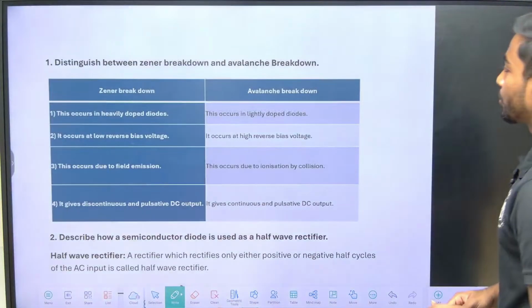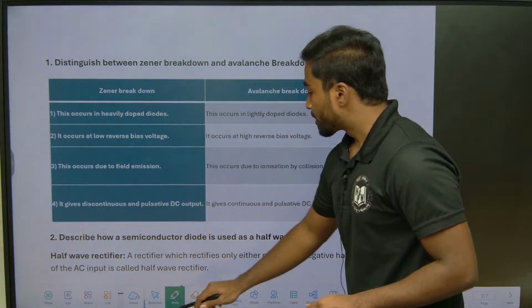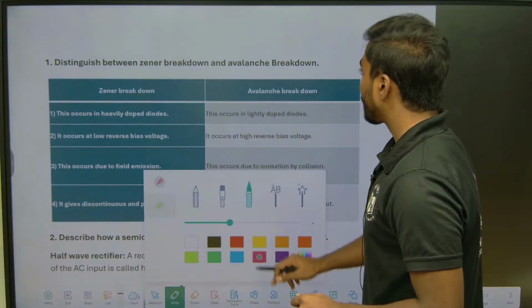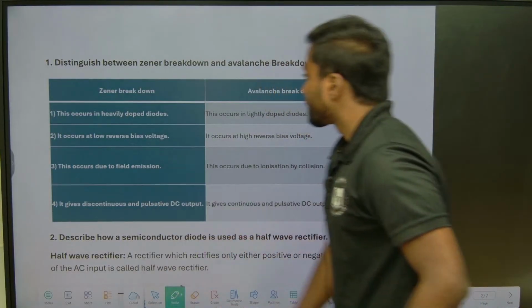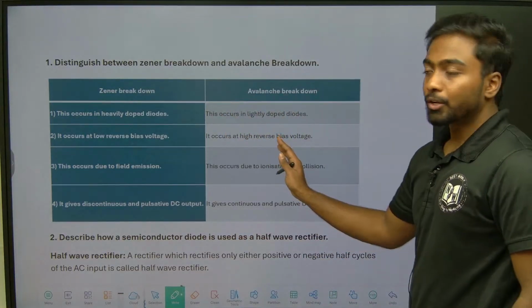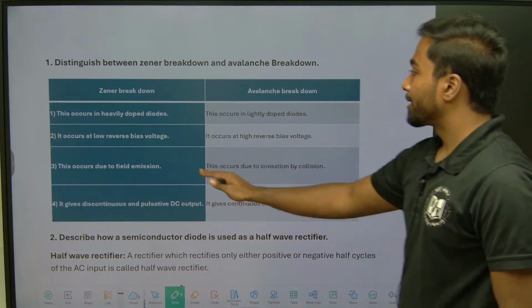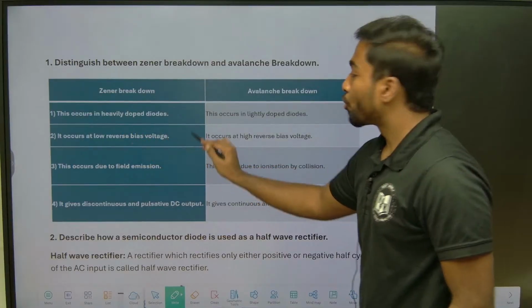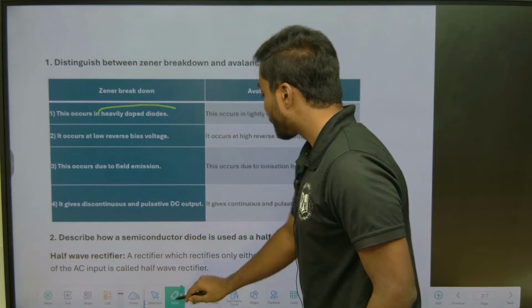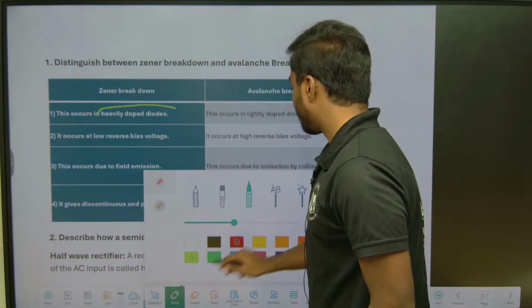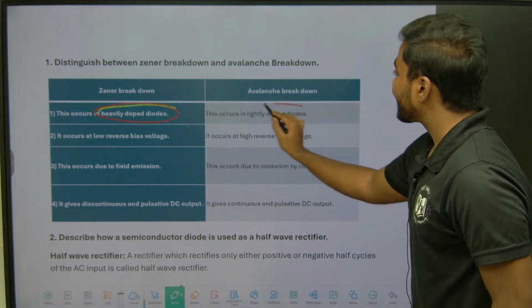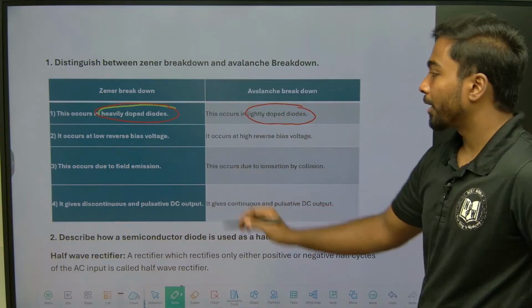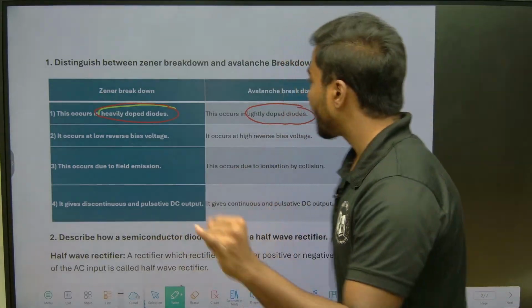The first question of this class is: distinguish between Zener breakdown and avalanche breakdown. There are two things we need to compare. The first one, this occurs in heavily doped diodes, and this occurs in lightly doped diodes. So two differences: heavily doped and lightly doped.